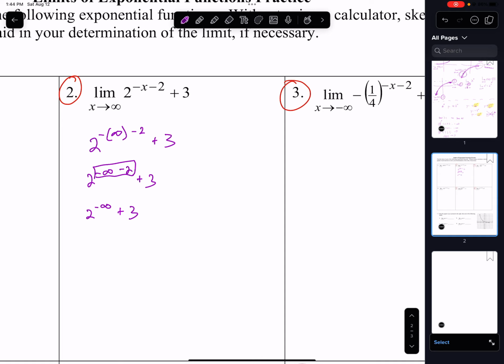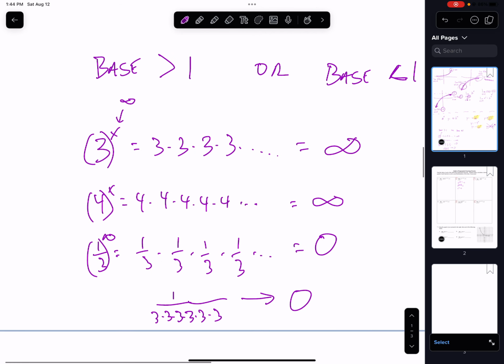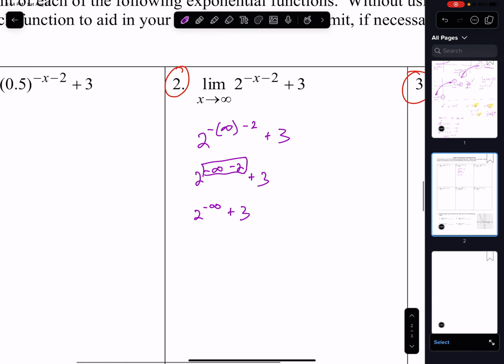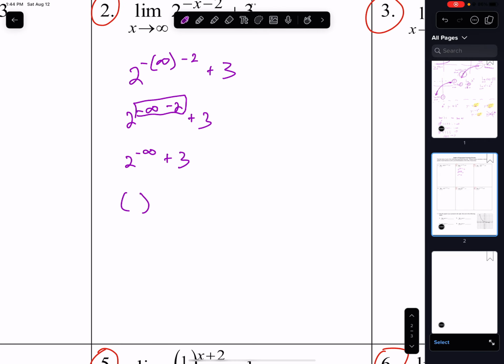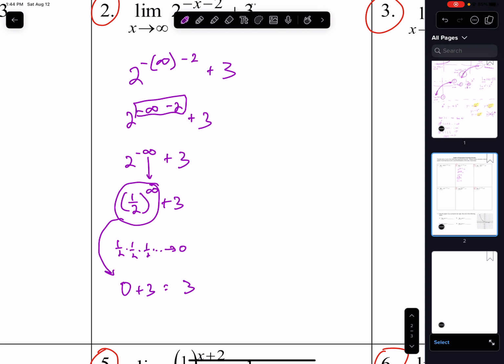Now, when we're analyzing these numbers back up here, notice that I always use the positive infinity for these. You can use negative infinity, but it's harder to analyze. So we want to make this a positive infinity. There's a rule of exponents that says if you switch the sign of the exponent, you must take the reciprocal of the base. So now I can analyze this number. 1/2 to the infinity means 1/2 times 1/2 times 1/2 forever. And since the bottom is growing faster than the top, that's going to approach 0. So this part in the circle becomes 0, and then 0 plus 3 equals 3.